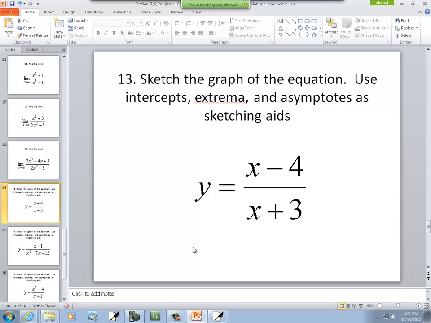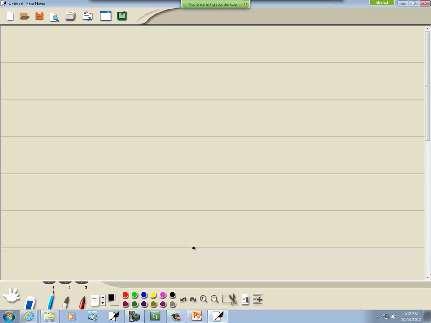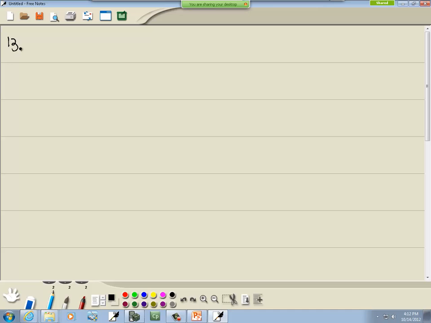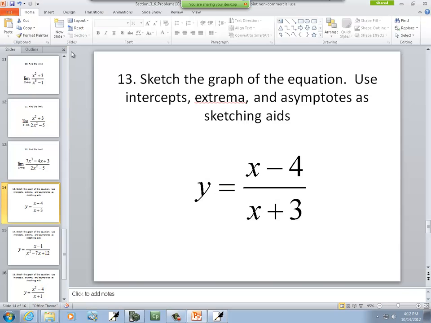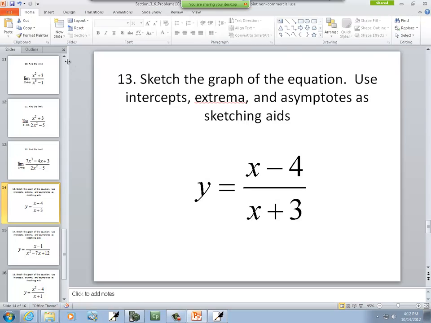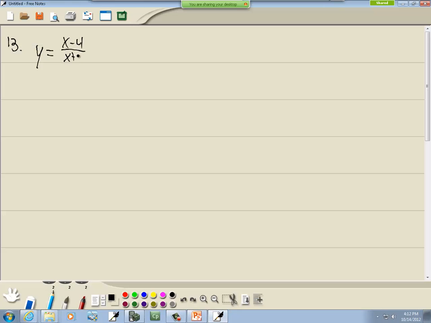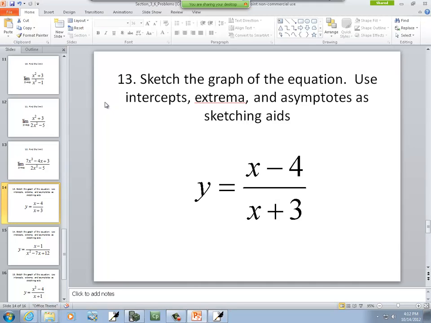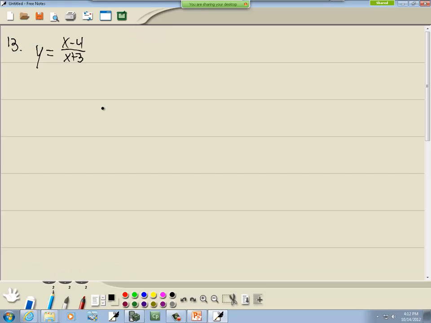Okay. Let's take a look at sketching. This says sketch a graph of the equation. Number 13. Now y is equal to x minus 4 over x plus 3. And we'll be using intercepts. So let's find intercepts first.